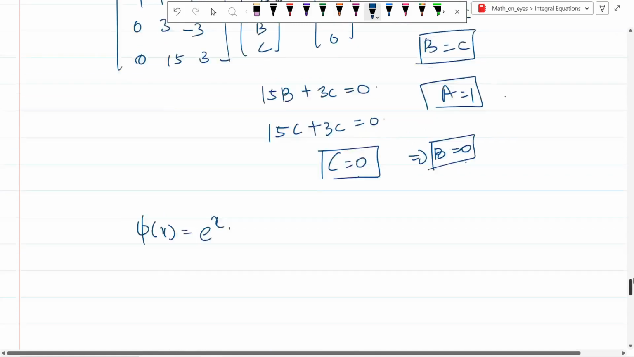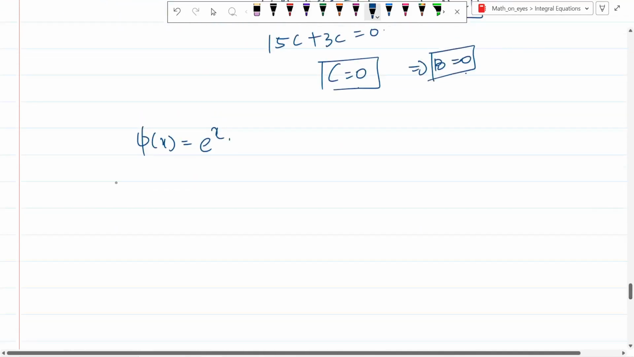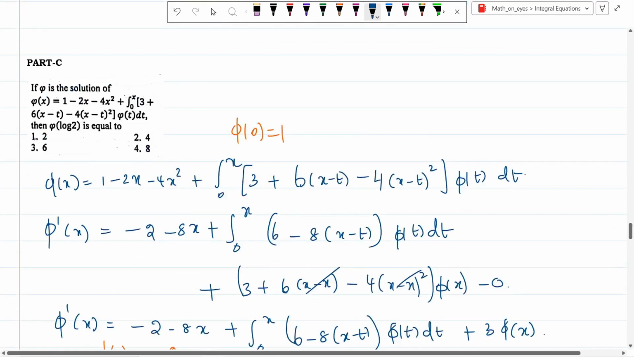Now what is the question? They have asked us to find phi of log 2. So when I substitute, phi of log 2 is equal to e to the power log 2; e and log cancel, and I'll have the answer as 2. The correct answer is 2, and it is present in the first option. That's it. Thank you.